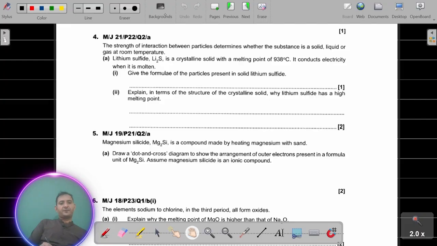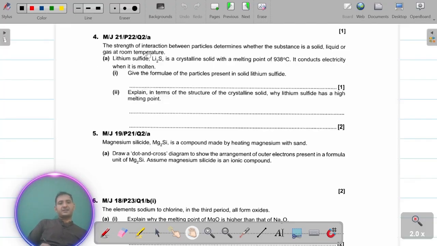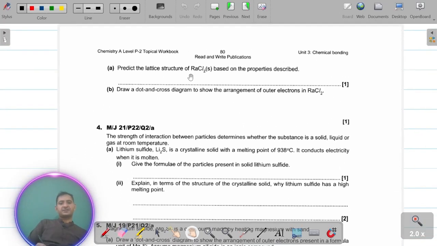The strength of interaction between particles determines whether the substance is solid, liquid, or gas. Where is the lattice structure based on the properties? It is an ionic structure. You can see it's a giant ionic structure. Giant ionic lattice.